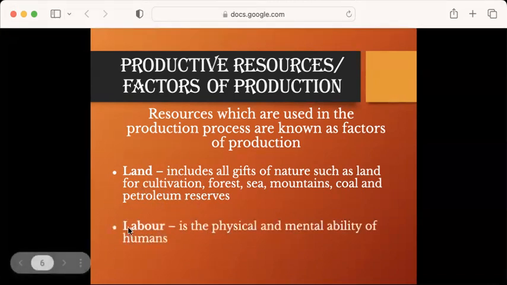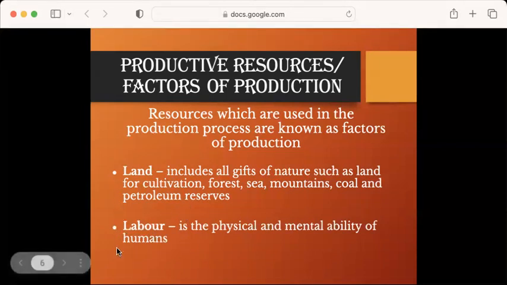Second, this is also given by nature. It's called labor. This is the human factor, the physical effort put in by manual laborers, or the mental effort put in by professional workers. Whether it is physical or mental, they are involved in producing a good or a service, and we call them labor.